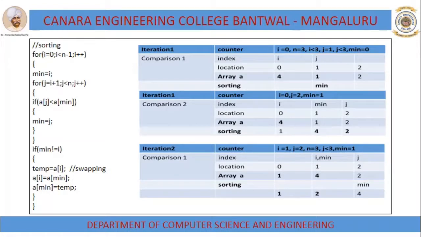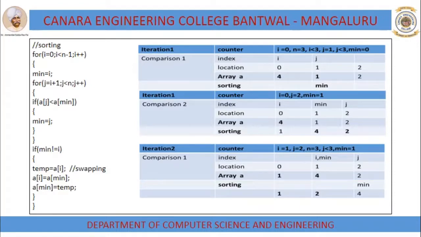Now minimum equal to I, so minimum equal to 1. So now minimum is pointing here at location 1. Now for j equal to I plus 1. I is 1, so 1 plus 1, 2. So j will be pointing here, j equal to 2. So 2 is less than n, which is 3. 2 is less than 3 is true. So the condition is true, and control will come inside the for loop.